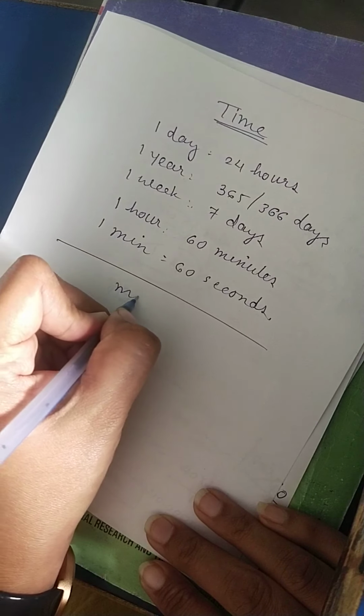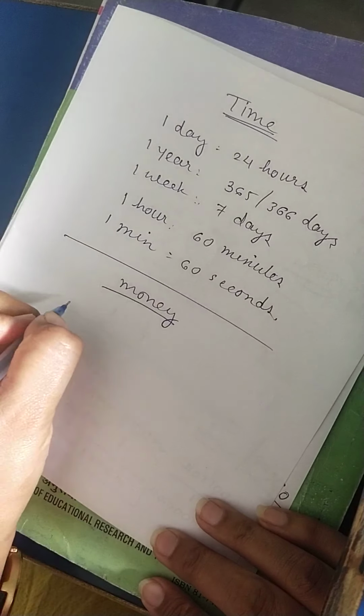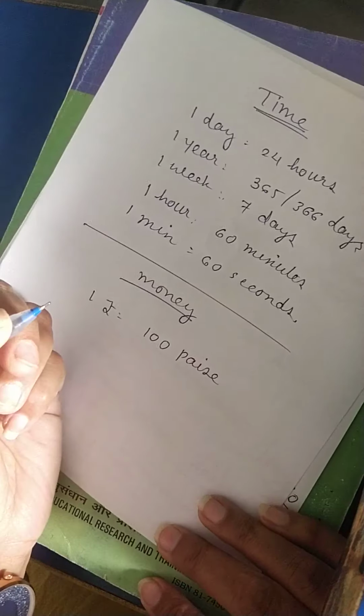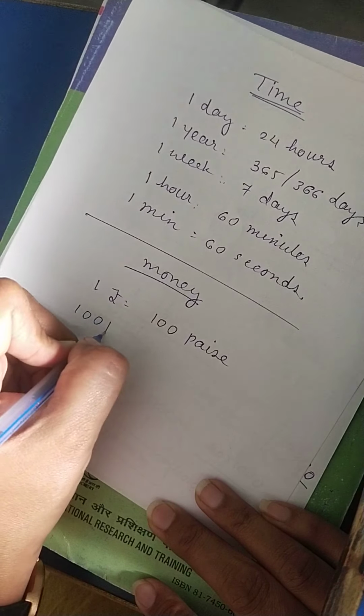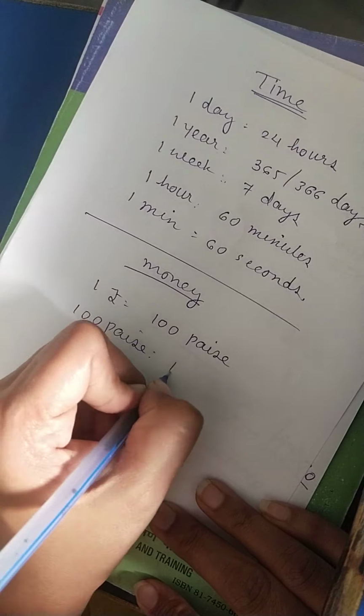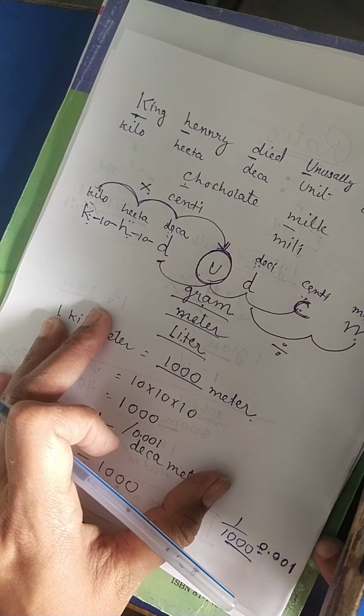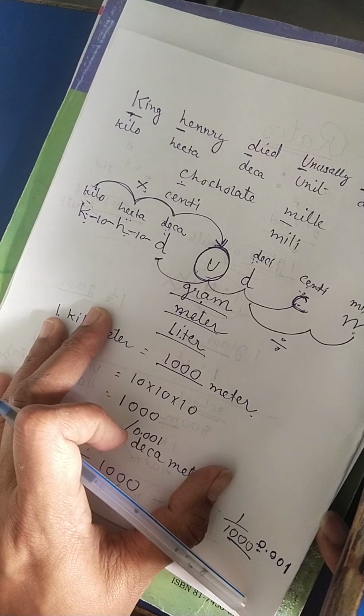Then after, money. Here 1 rupee is equal to 100 paise, or 100 paise is equal to 1 rupee. So this much unit you have to remember. This is regarding time, this is regarding money. It is very easy. And over here, King Henry died unusually drinking chocolate milk. So you have to learn all these things, students, and please write in your notebook.